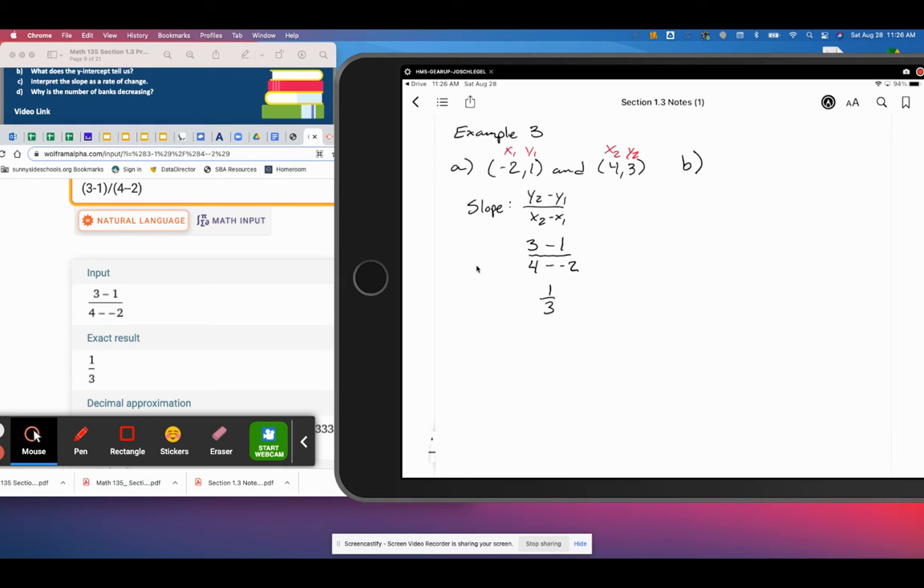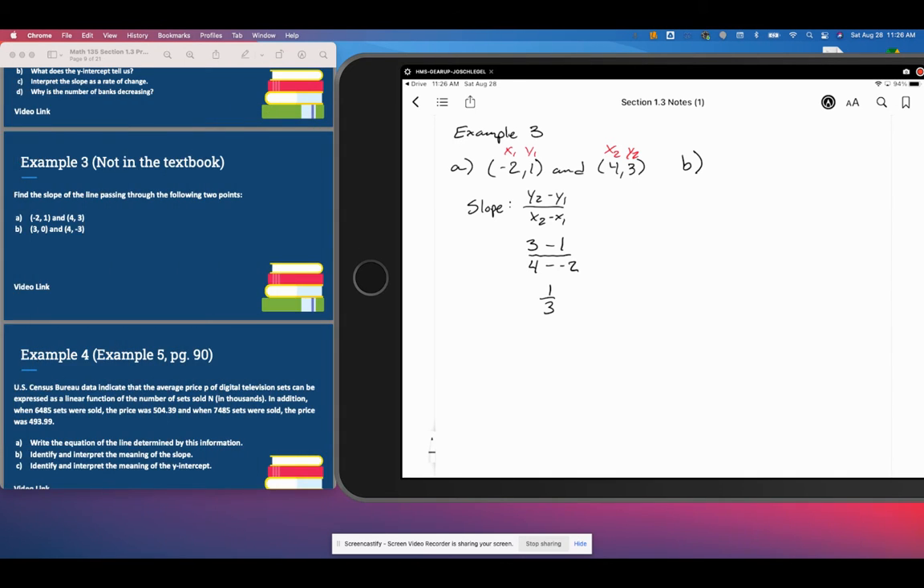Part B. Let's get back to our screen here. For part B, we have 3, 0 and 4, -3. So again, I'm always going to label these things. So I've got x1, y1, x2, y2. And we're going to take a look at our slope formula again. Our slope formula is y2 minus y1 over x2 minus x1.